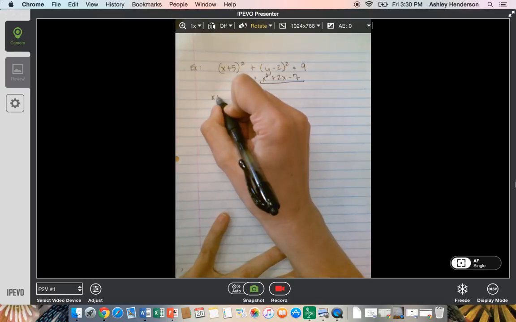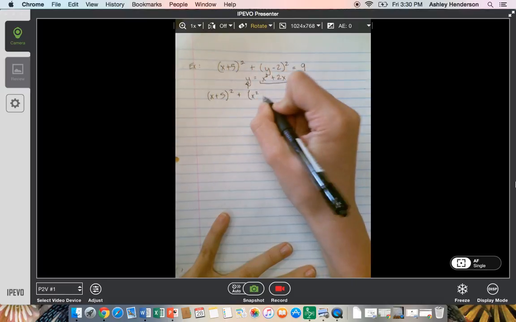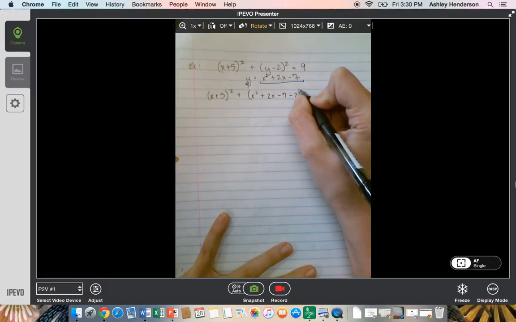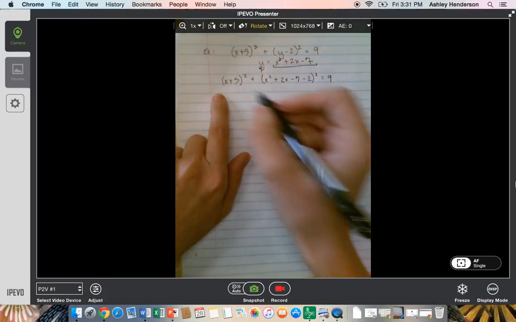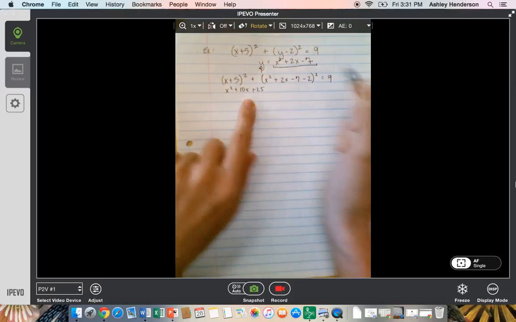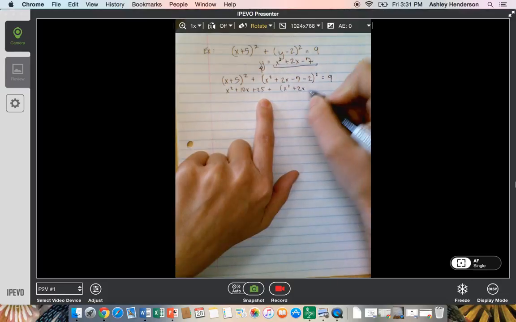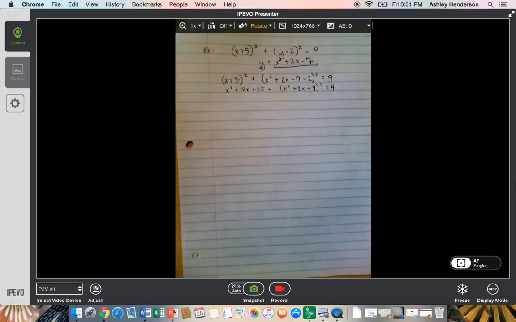Okay, so (x + 5) squared plus (x squared + 2x - 7 - 2) squared equals 9. Yucky. This is going to be x squared plus 10x plus 25 plus (x squared + 2x - 9) squared equals 9. Okay, so I have a polynomial here being squared, which is going to make my life kind of miserable for a minute.